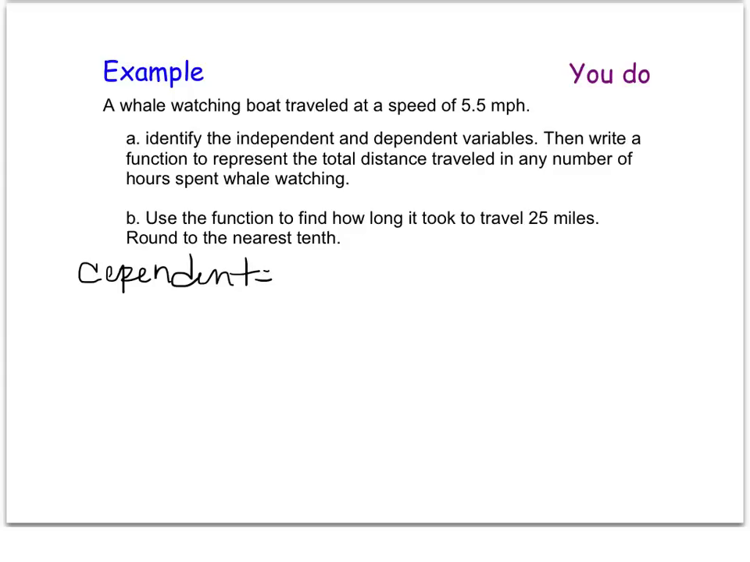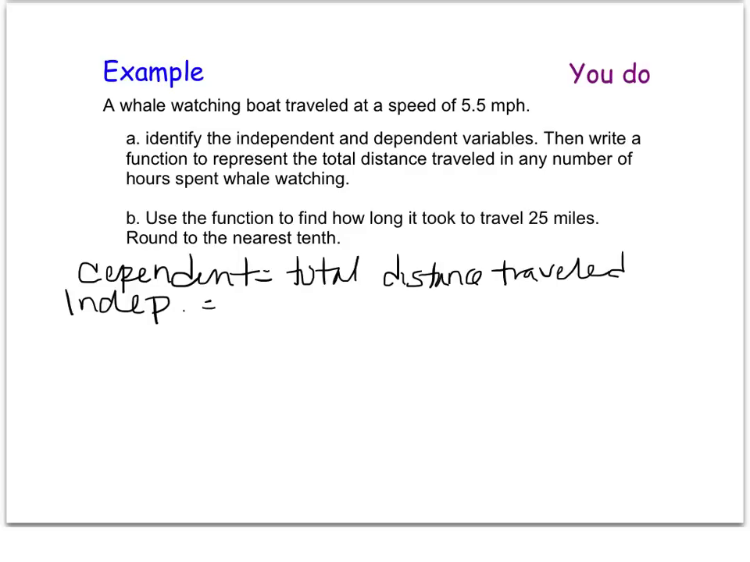So our dependent variable is the total distance traveled. And our independent variable is the number of hours. We'll call this T for time, and up here our total distance traveled, we'll call that D.